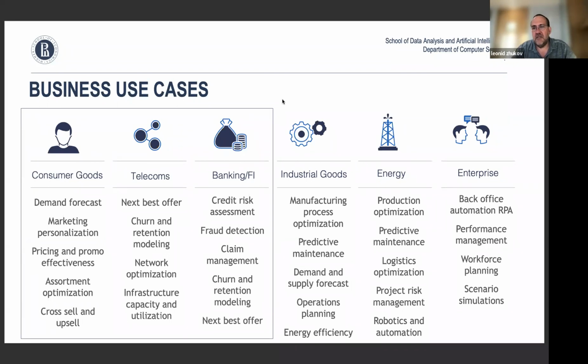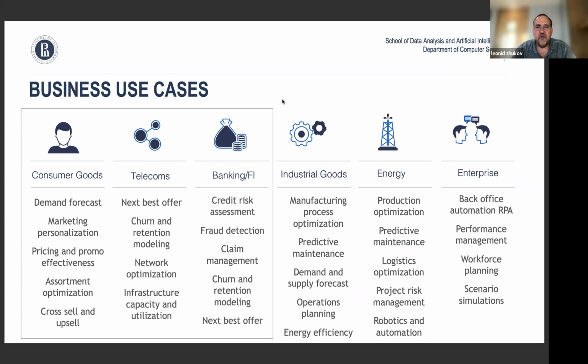Then you can think about very, very many other industries, for example, industrial goods. That's where you're talking about factories, about manufacturing. Over there, it's of course manufacturing process optimization. So we want to optimize energy consumption. We want to minimize loss, maximize output. It's predictive maintenance, trying to predict when the equipment is going to fail. And then again, the action would be to, for example, replace it before it fails.